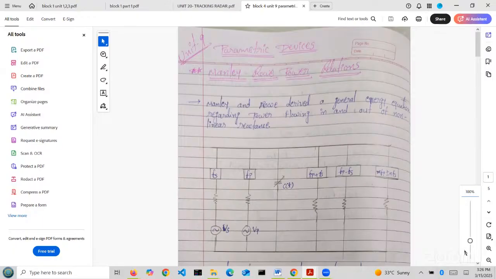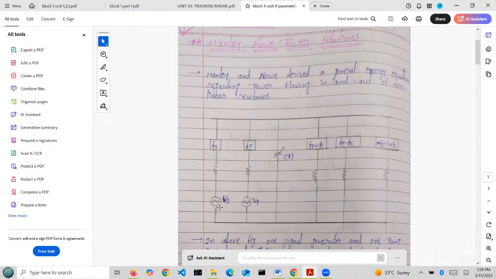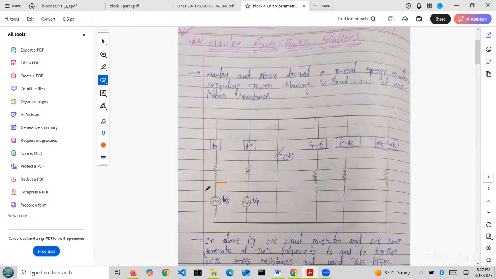What is this Manley-Rowe power relation? What are you observing from this diagram? I have one voltage source Vs. I am calling this a signal source. Another source Vp. To this, two resistors are connected. The first resistor I am taking as R. One more resistor is there, also treated as R, with two frequencies. First frequency is signal frequency Fs and second frequency is pump frequency Fp.